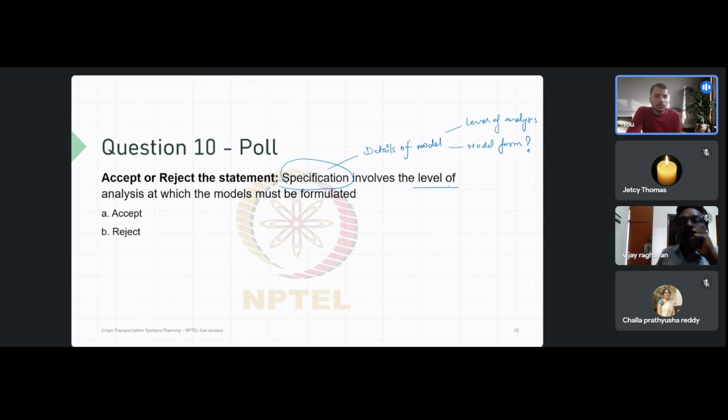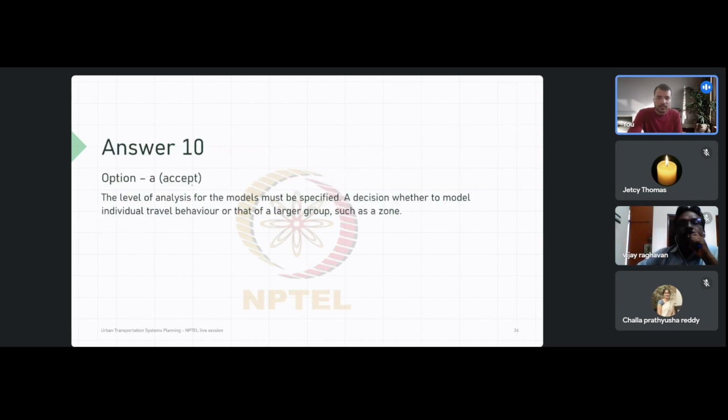So it involves the level of analysis at which models must be formulated. If you want to formulate a model which should work on the zonal level, we should use the zonal data rather than using the household data, which is at a microscopic level. Based on the data that we have and the objectives of the survey, we'll try to define the zones or divide the data into different subsets. Based on that, we'll analyze the level of analysis that we need for these models. So it is correct. Option A, accept, is the correct answer.